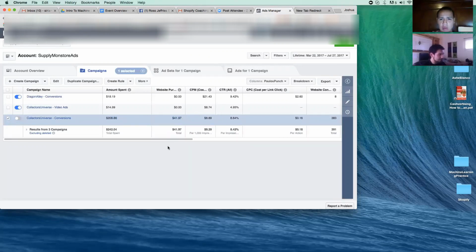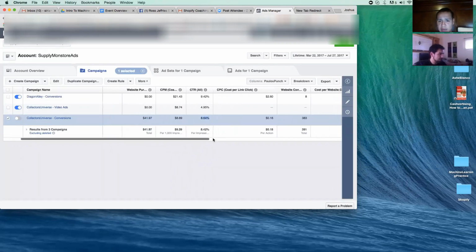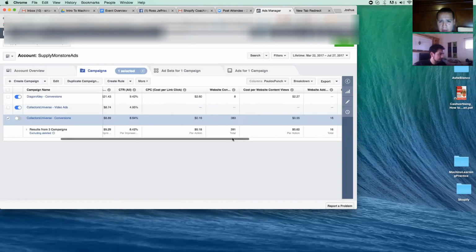Okay, so lifetime, you only made $41.97, and you spent over $206.86 on this specific ad. Okay, cool. So let's take a look at it. The CTR is super high. Okay, CPC is really low. Okay, keep going.